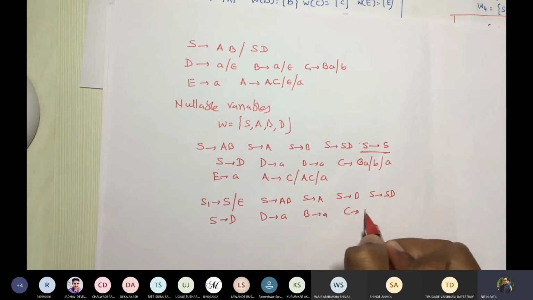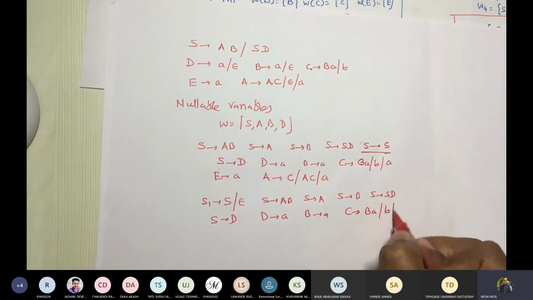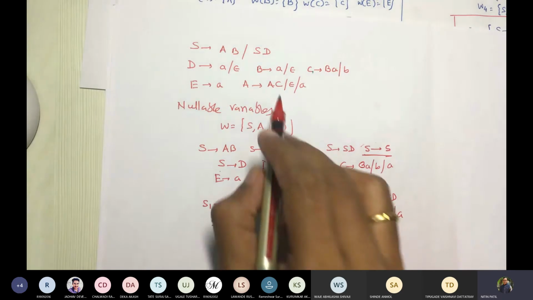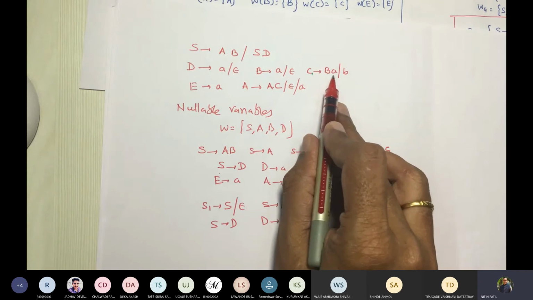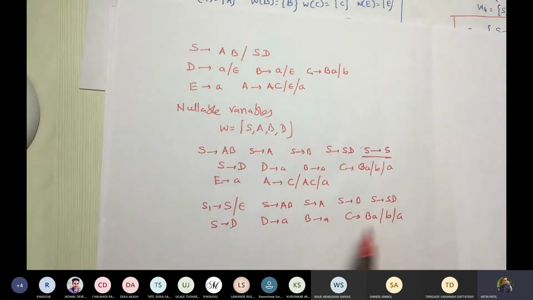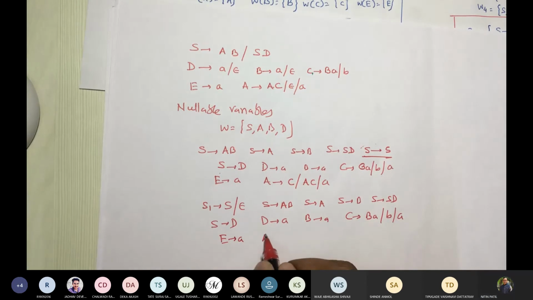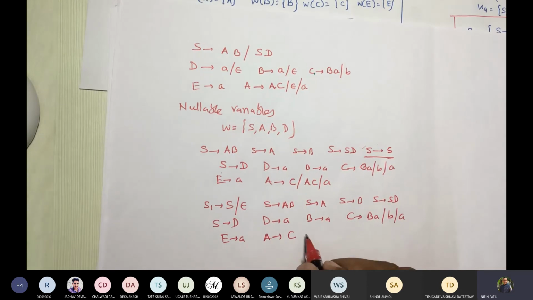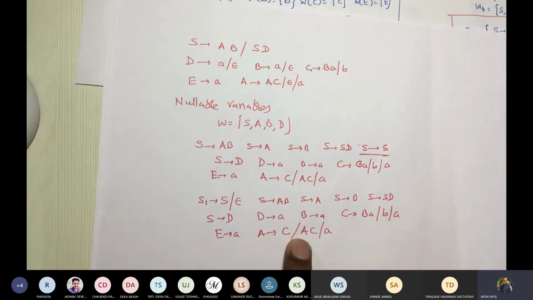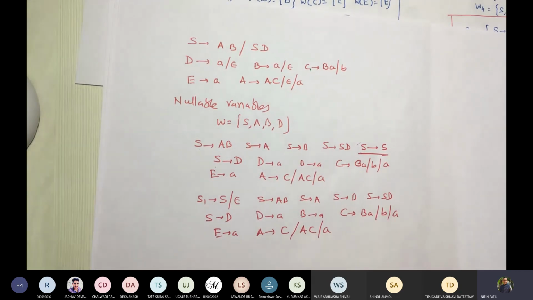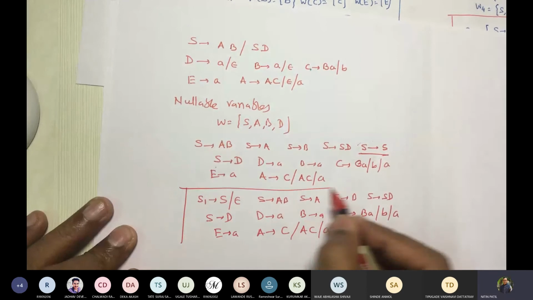B gives A, C gives BA, B or A. Why did I put A here for this C? Because this B is nullable. So if I put epsilon, then I can get this. So that's why I put both of them. Now E gives A, C, A. As CA is nullable, C is not nullable. C is not part of this, so we cannot write A gives A ultimately. So that's what your S1 part would be.